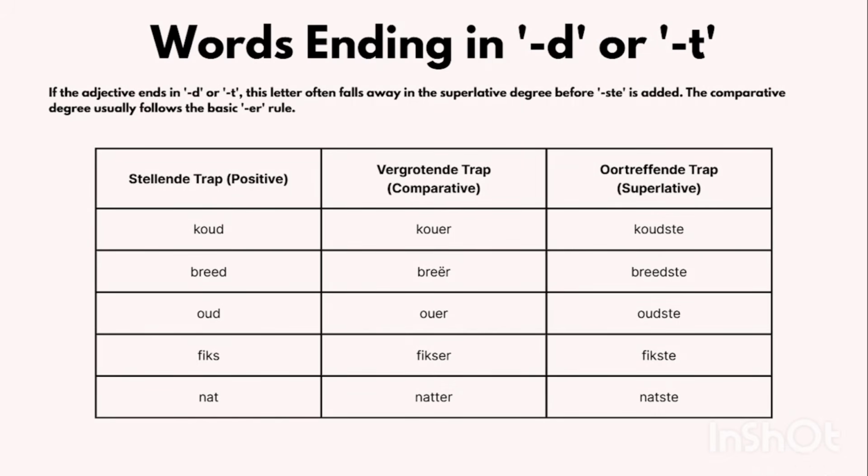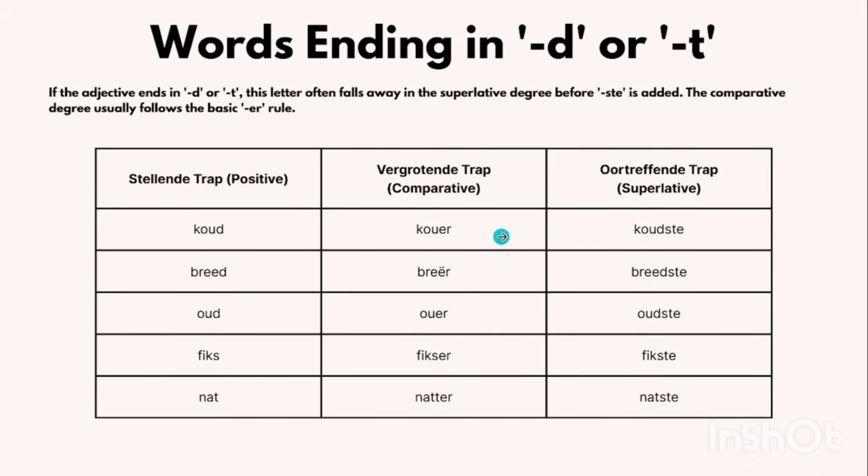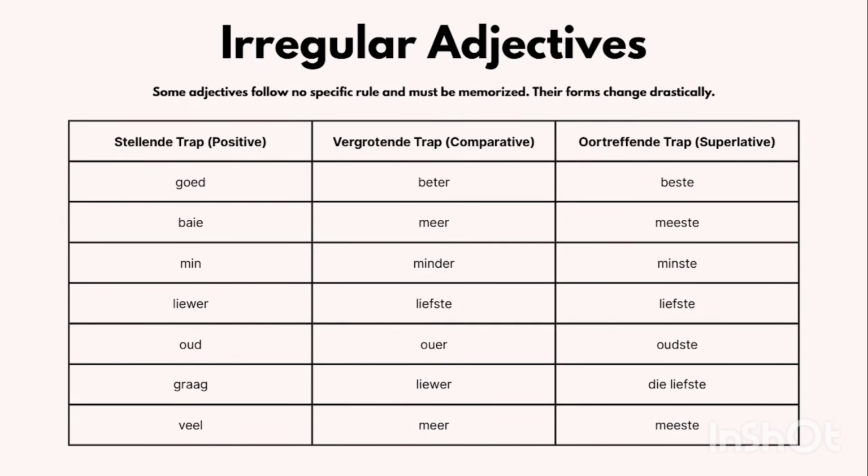All right, if the adjective ends on a D or a T, this letter often falls away and basically comes back in the oortreffende trap. And then this side, the last one will fall away and you add ER. Koud, kouer, koudste. Breed, breer, we just did that one, breedste. Oud, ouer, oudste. They love this one. All right, then you have your irregulars.